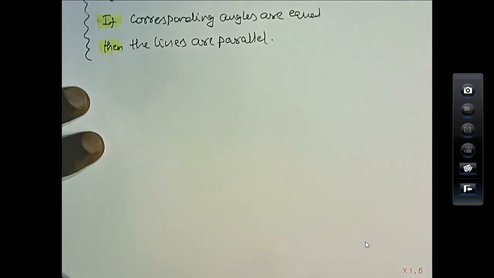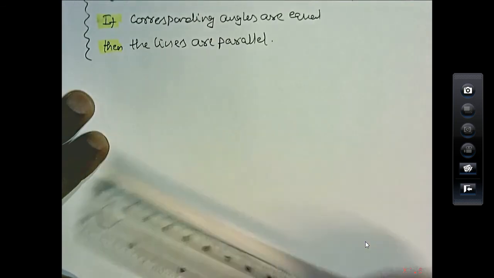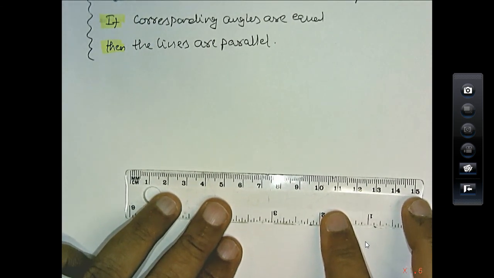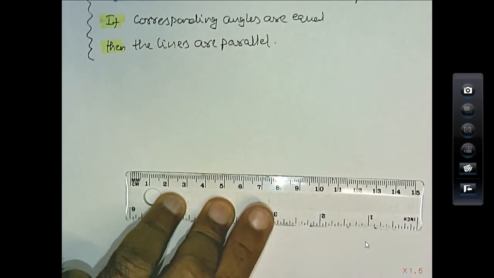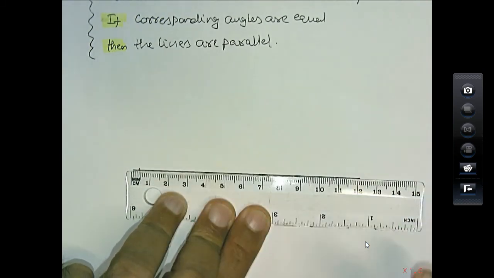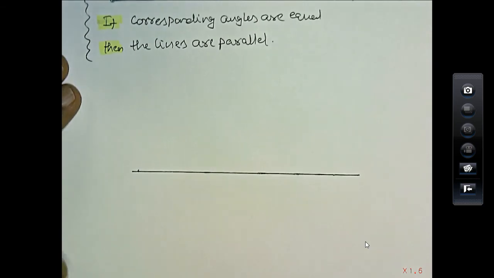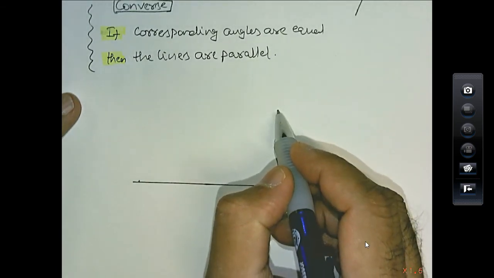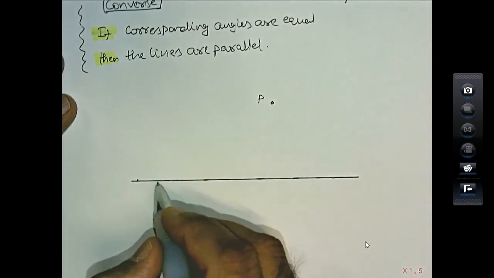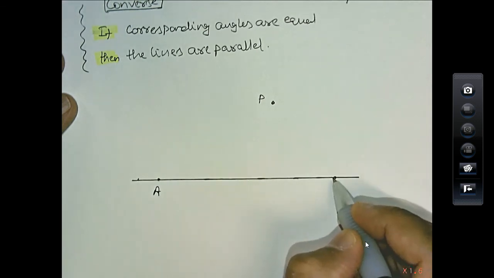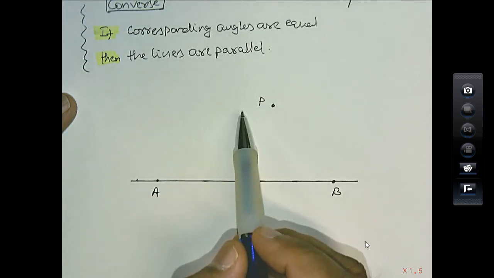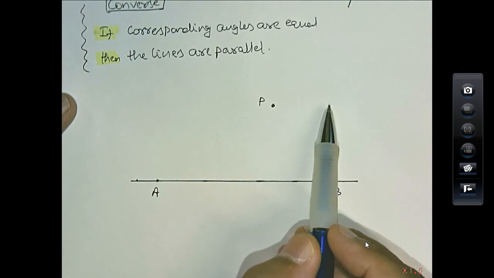How? Let me take a straight edge. Then draw a line segment. Then after that, mark a point. Let's say there's a point here, point P. Okay? Now, AB is one line segment. Now you have to draw a line parallel to AB that is passing through point P.